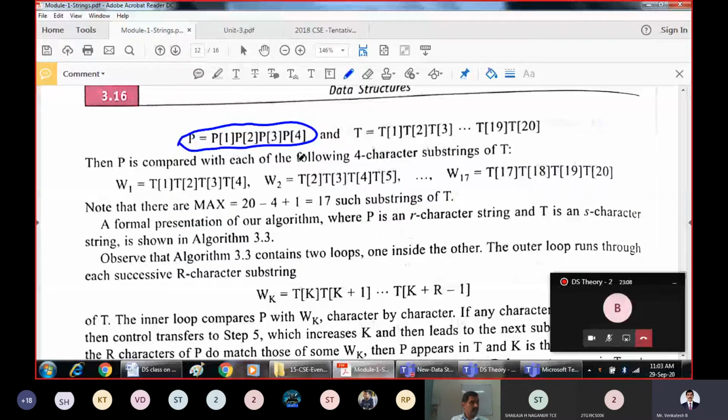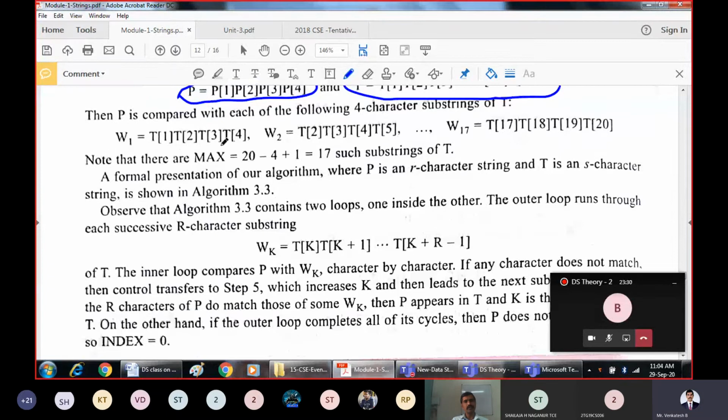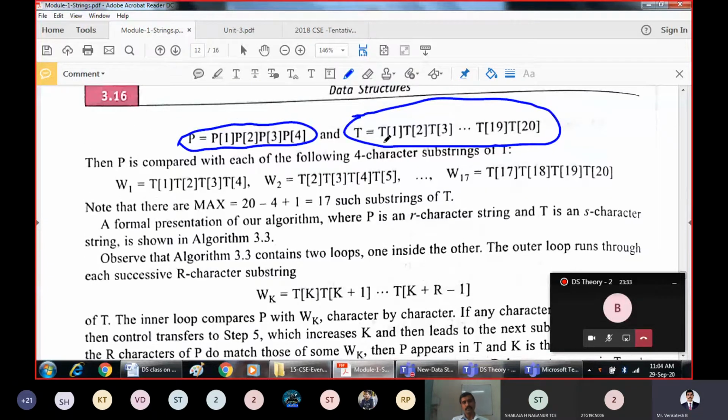So this is the pattern, and this is the actual text in which we want to find the pattern. These are the two assumptions: the pattern, and the text, which can be any sequence of characters. How do you find the pattern? The pattern has four characters, so we should find whether this sequence of four characters is present in the main text.